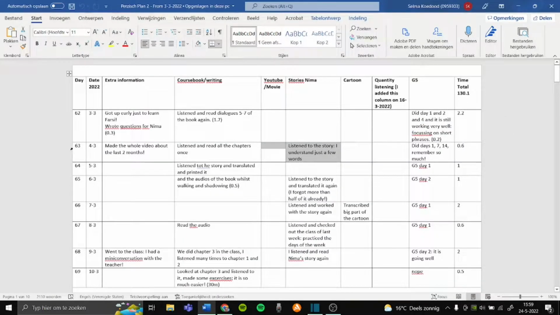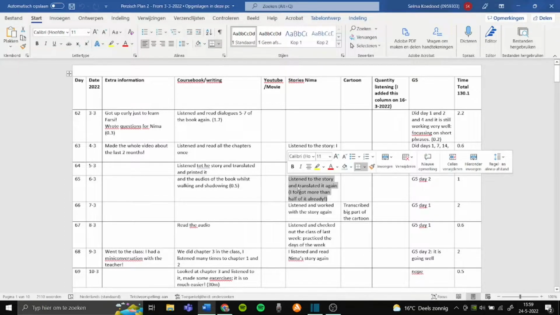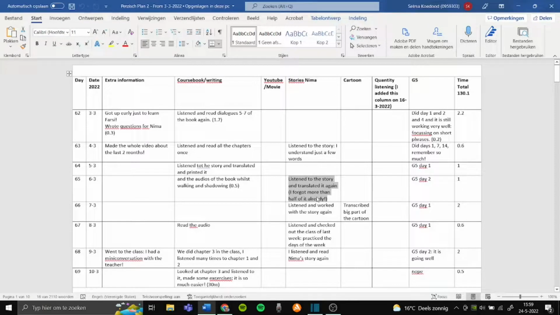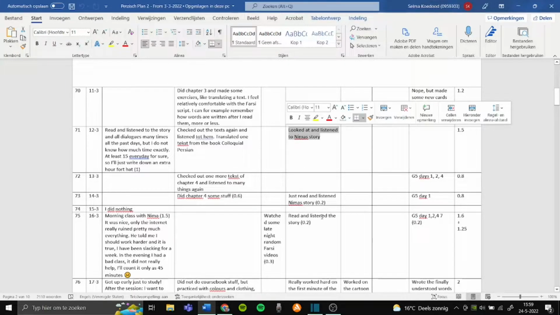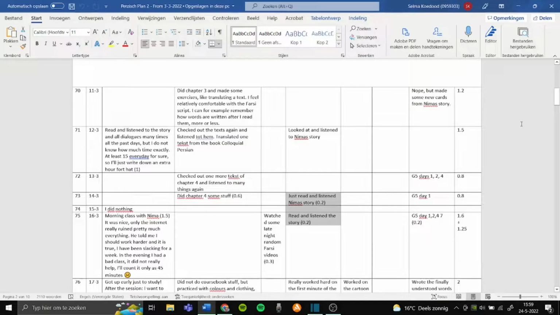You can say day number 63, I only understood a few words. And then here I listened and did it again. I forgot more than half of it already, 2 days later. Here you can see that I did it again and again and again. And then 9 days later, still working on it, still working on it. And this is just the same story over and over again.